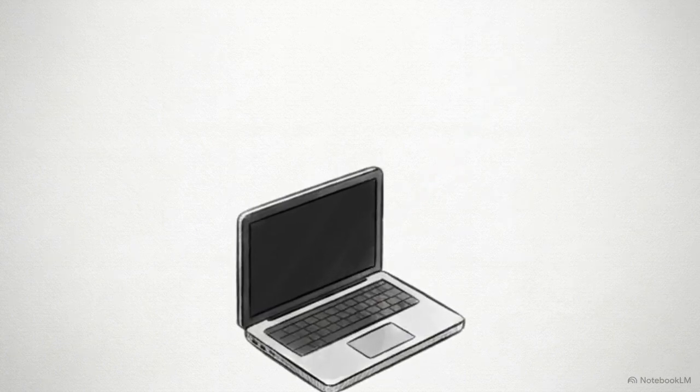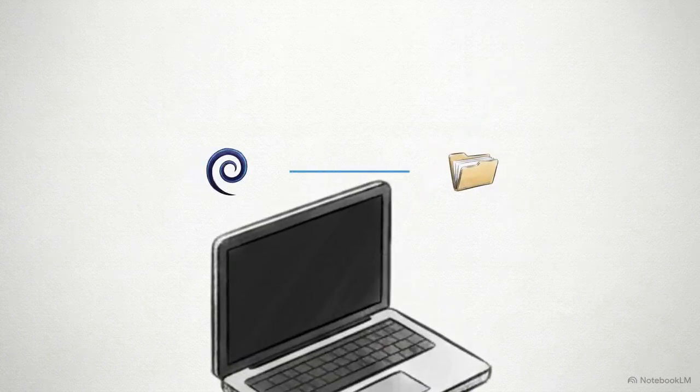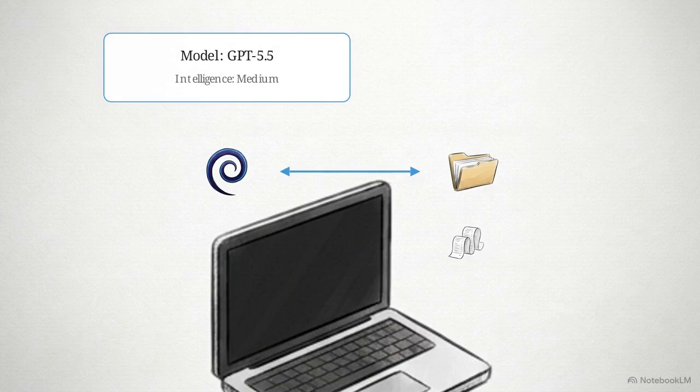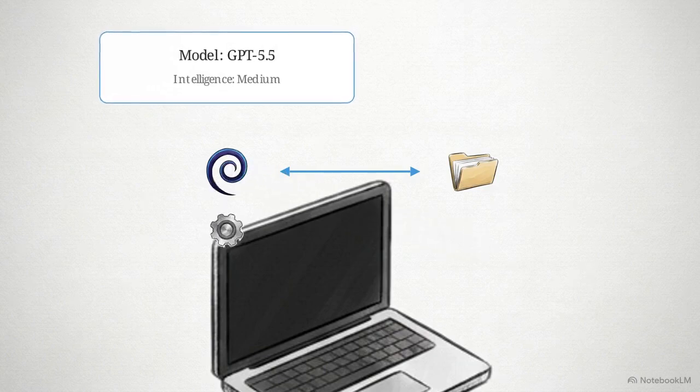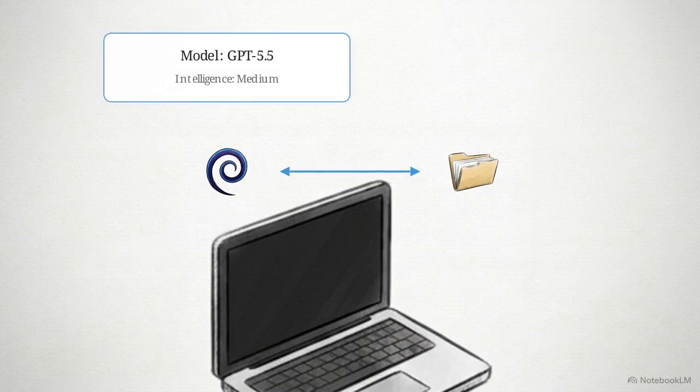These are direct links between the AI and specific folders on your computer. We'll start by adding a new project and selecting a folder containing raw travel receipts. Set the model to GPT 5.5 and intelligence to medium. Then ask it to create an Excel spreadsheet categorizing every receipt with a breakdown of expenses and total cost.